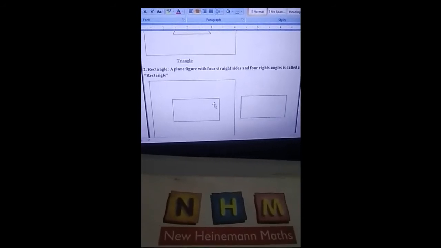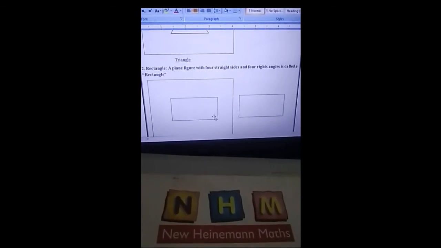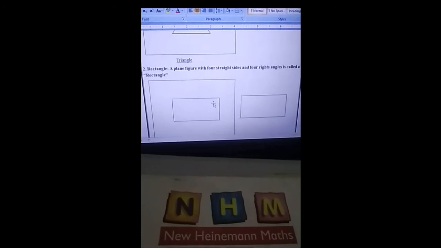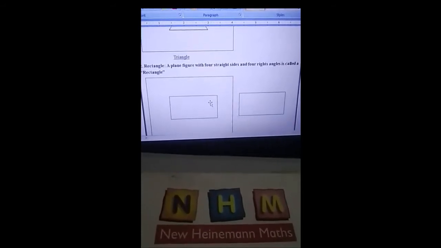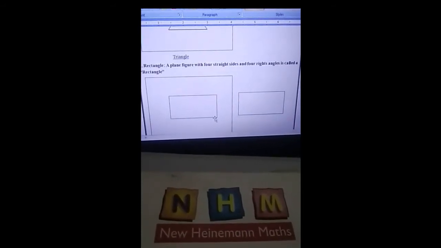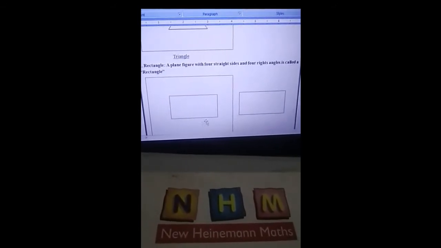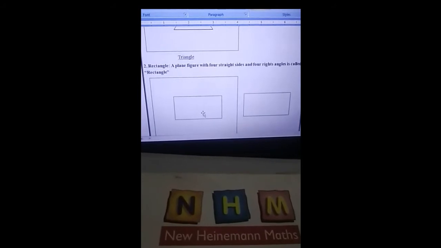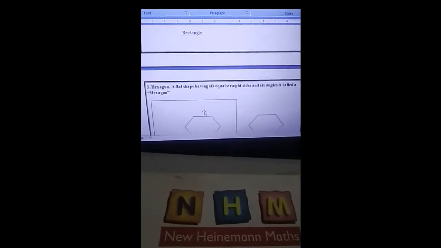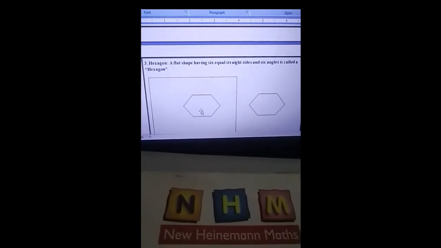sides. And what is right angle? This is the corner. And we all know that right angle is 90 degrees. So this is our right angles, and with the four right angles and four straight sides, we make it a rectangle. Our next shape is hexagon.